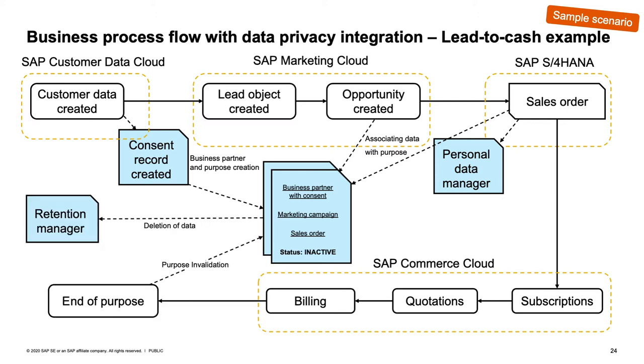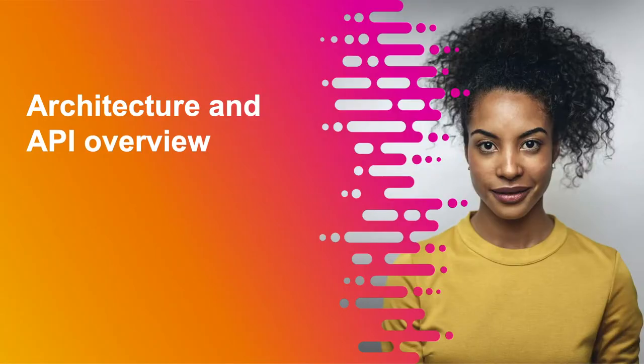The main benefit of the central management of business purpose is that we could easily discover, across the landscape, the personal data that is stored for the particular purpose. And also when the purpose has reached end of business, we can trigger the deletion of the personal data. With that, let's look at a demo scenario of how this looks in the live landscape.